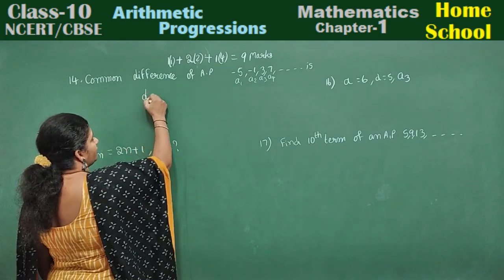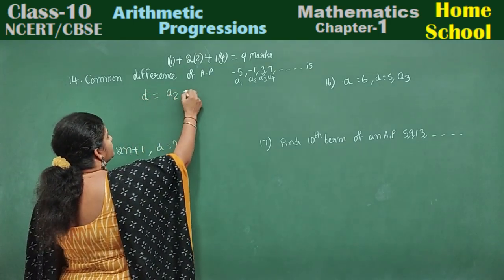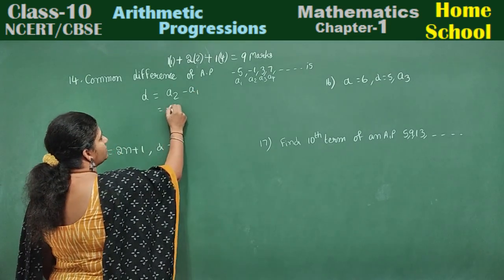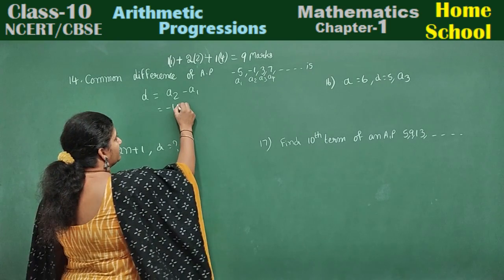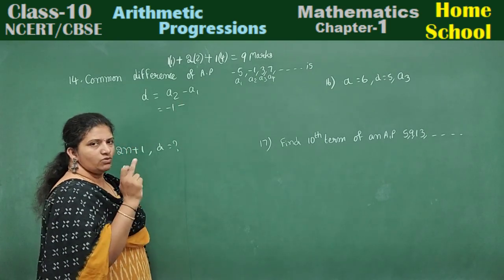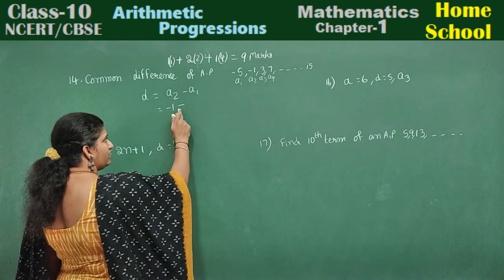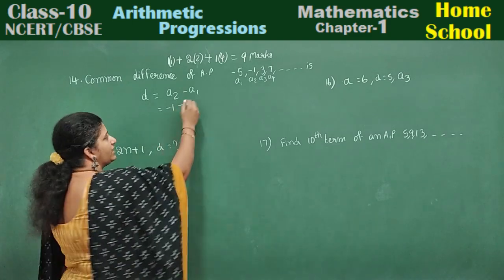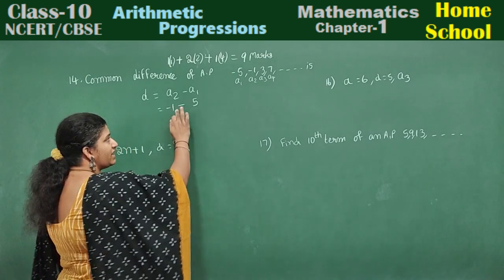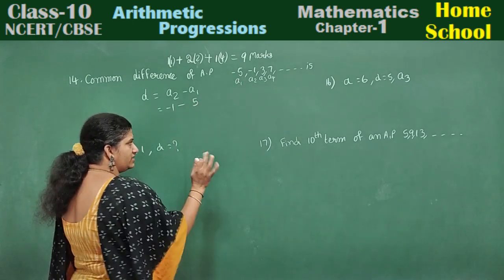We know that common difference D is equal to second term minus first term. Second term value is -1, minus the first term value, which is -5. Most of the people will make a mistake here. Already there is a minus, so you may think to write only 5, but please don't do that. This minus is different and this minus is different.